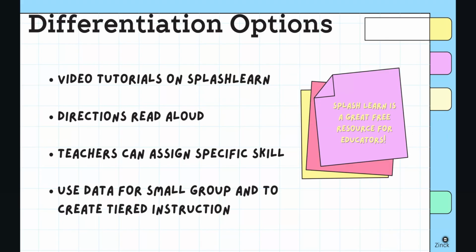Teachers can assign specific skills. If we are pulling for intervention for more direct need, then we can also assign those as they go back to work independently after small group. And we use this data for small group and to create tiered instruction.